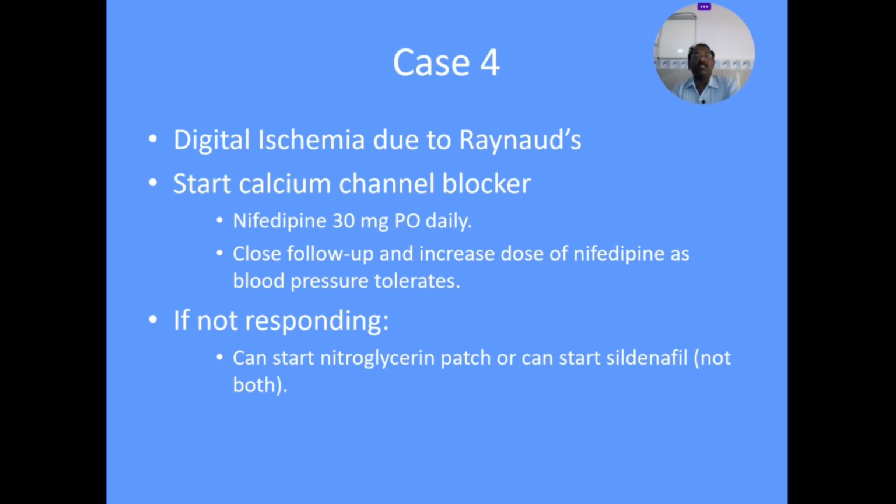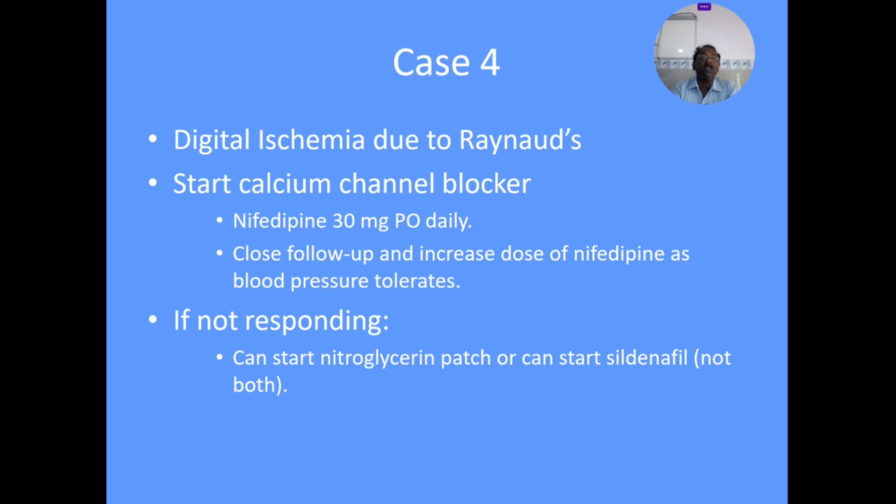So this is digital ischemia due to Raynaud's. No internal involvement. Only the skin is involved, but the Raynaud's phenomenon is aggressive here. So because of this Raynaud's, there is distal ischemia, and some gangrene formation is also going on. So what drugs do you prescribe?